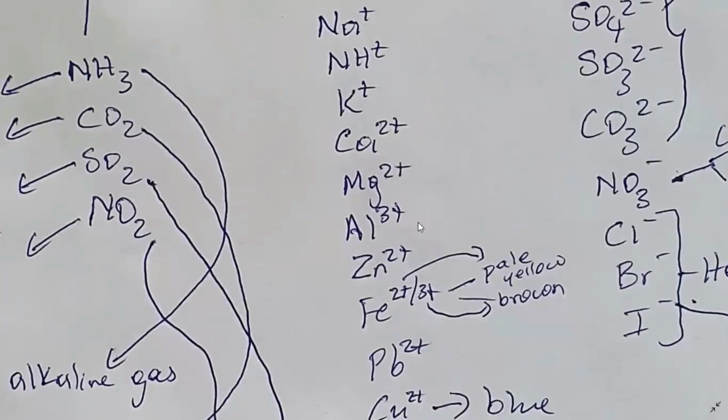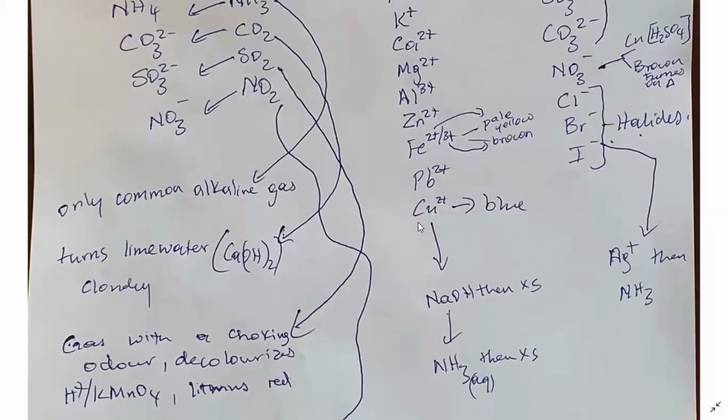However, how do you determine the cation present? All you really need to do for the cation is react it with sodium hydroxide, dropwise, right? And then you add extra or excess sodium hydroxide. Notice I put the letters XS because it is acceptable to write excess in your exam.